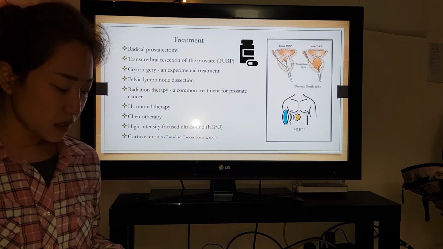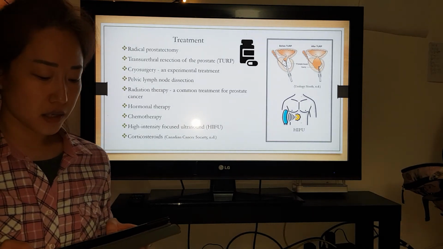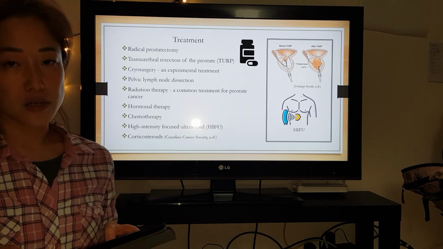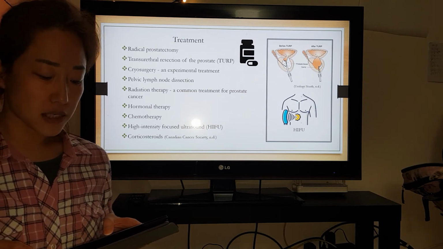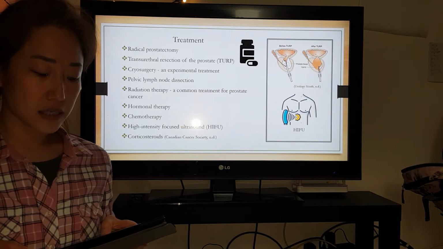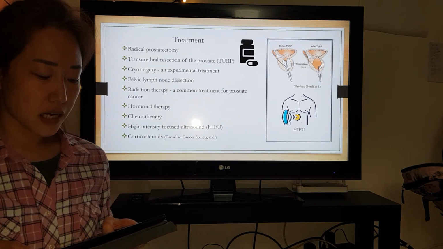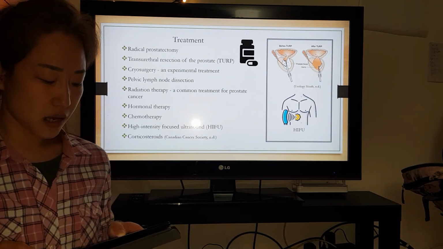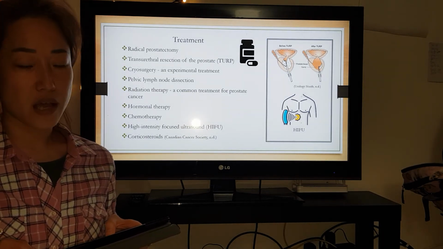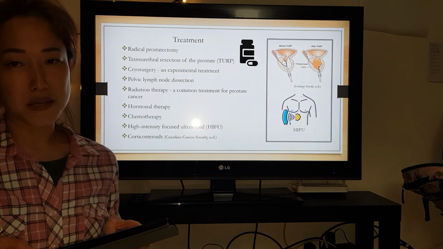For the treatment, when deciding which treatment to offer for prostate cancer, these factors will be considered. Number one is the type and stage of the cancer and the grade of the Gleason score, the possible side effects of a treatment, your personal preferences, your overall health, and your age and life expectancy.